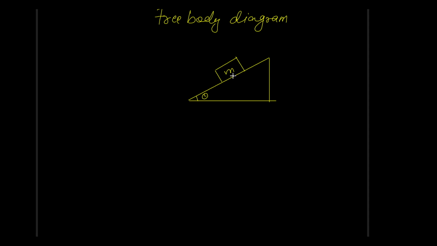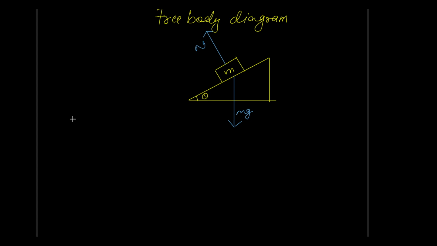Then you know one thing, there will be a force in the downward direction, that is your gravitational force. There will be a force which will be perpendicular to the surface. We call it the normal force, and this is equal to mg. Now one thing you need to understand is this.